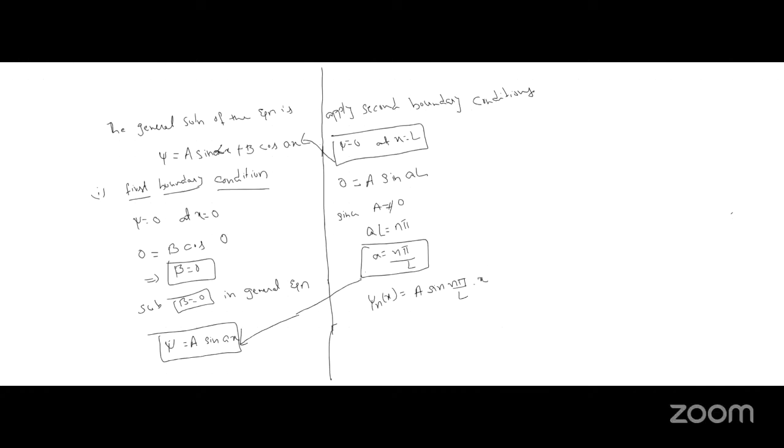In this, n pi by L I am treating as alpha. If n pi by L is alpha, then alpha squared equals n squared pi squared by L squared.